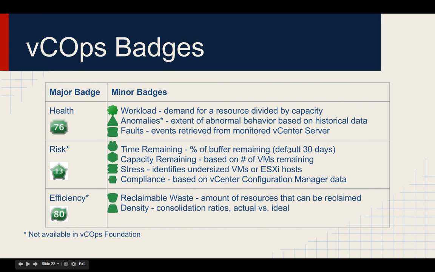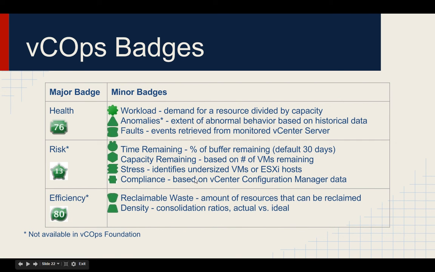The default buffer here is 30 days. It's basically the percent of that 30 days that you have remaining in your capacity. So if it determines based on your consumption rate that you're going to run out of storage for VMs within 30 days, it's going to start to impact the risk score. Capacity remaining is based on the number of VMs that you have remaining with your capacity that you can still deploy. Stress will actually identify undersized VMs or hosts, so VMs or hosts that are under stress because they need more resources.